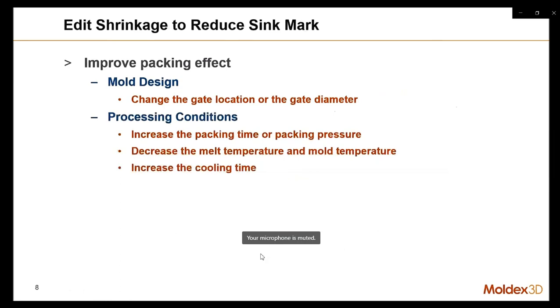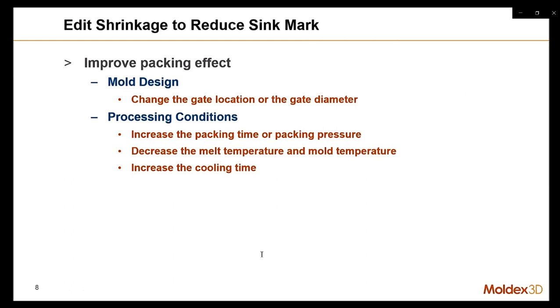And then we can also deal with the seam mark by adjusting the shrinkage situation. So we can work on our tooling design. We can try to get a better cooling system design, with the cooling channels in the right positions. It can help us get a better cooling result, and we have a more even shrinkage situation. Or we can just try to set up our gate location in a better area. So you can use Moldex3D to try different locations to set up your gate.